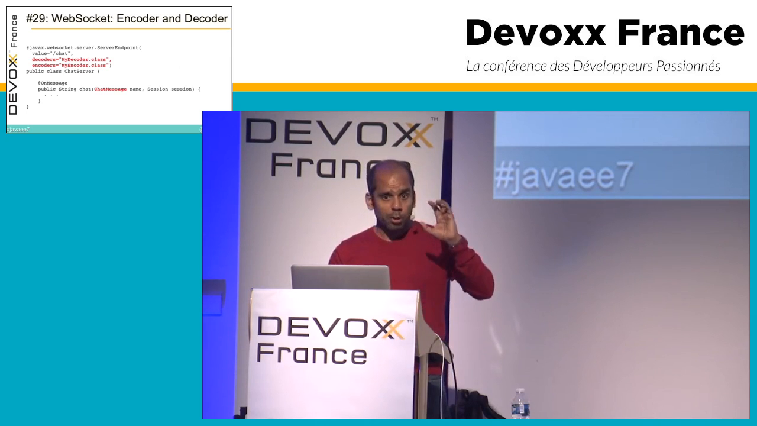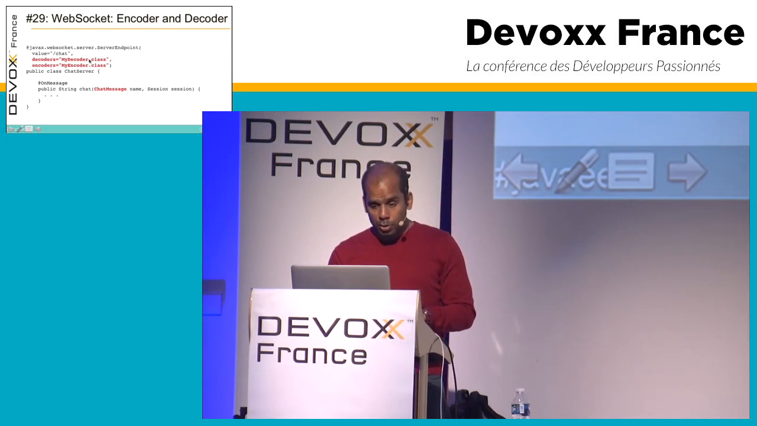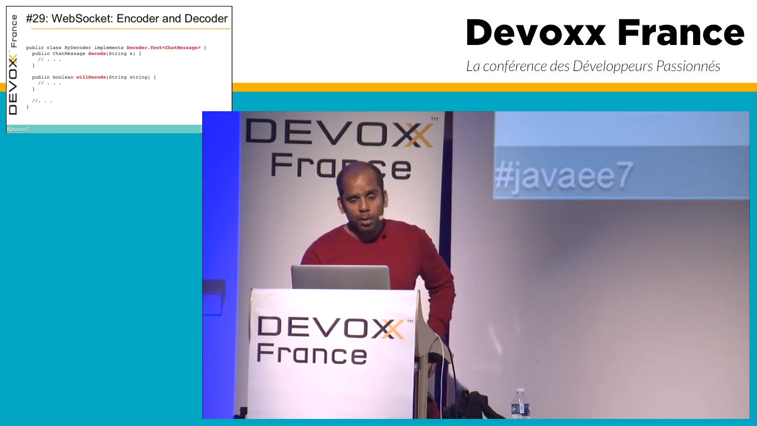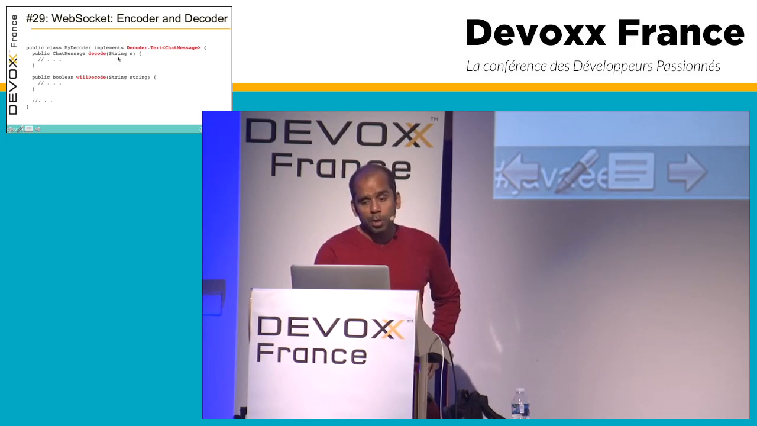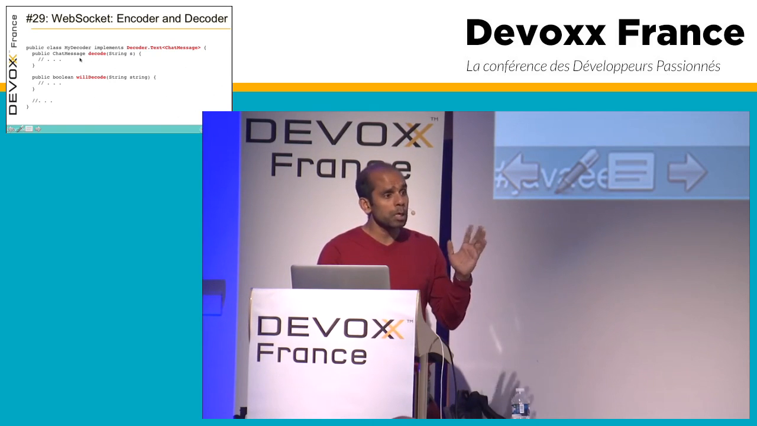You can specify your encoders and decoders as part of the annotation. So here I'm saying, decoders is my Decoder.class, encoders is this. And then instead of receiving a String, you're receiving a ChatMessage. How is this ChatMessage created? Well, my decoder says, I'm going to take a string, which is the wire format, and convert that to ChatMessage. And you can use whatever technology, whatever API you care about in this case.